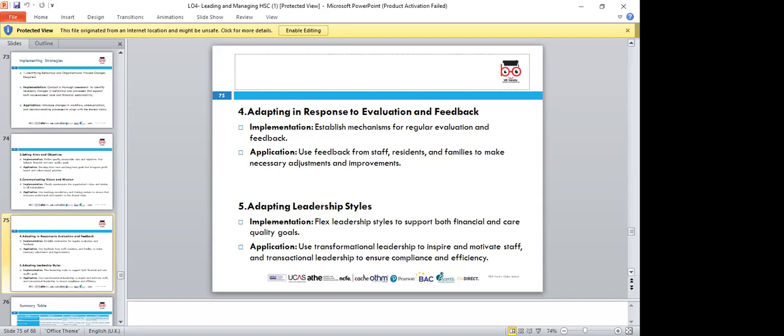Adapting leadership style. Implementation: align leadership style to support both financial and care quality goals. Application: use transformational leadership to inspire and motivate staff, and transactional leadership to ensure compliance and efficiency.